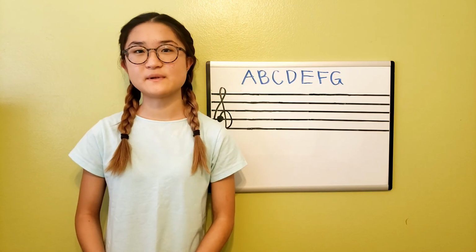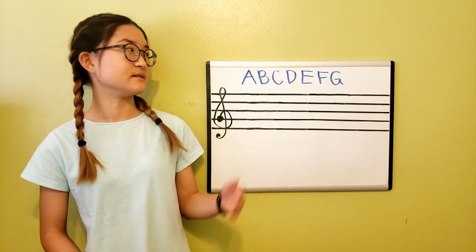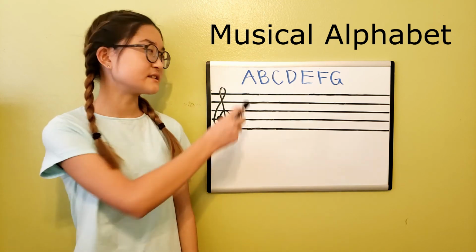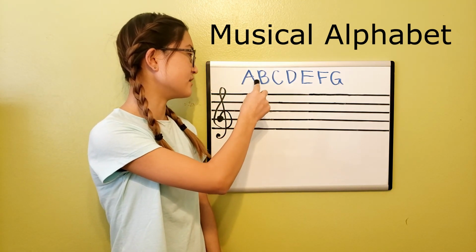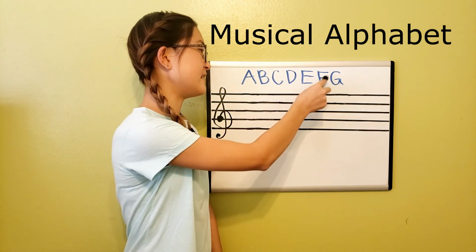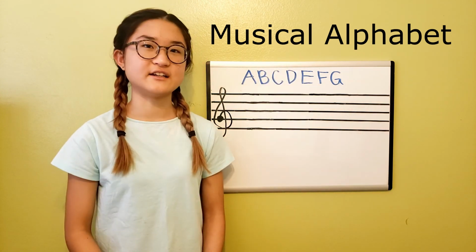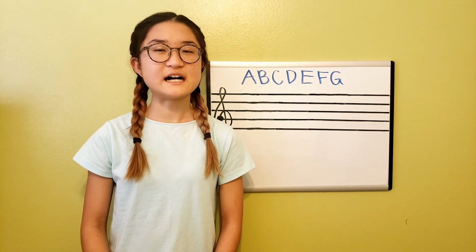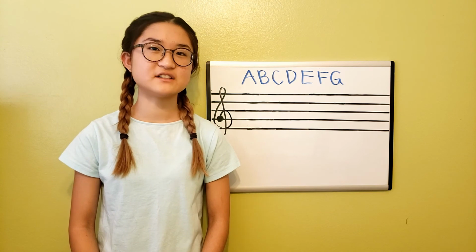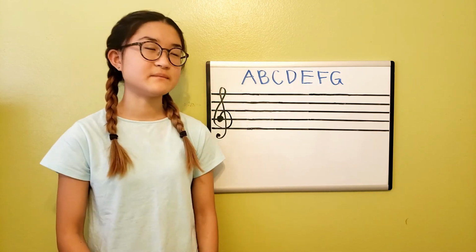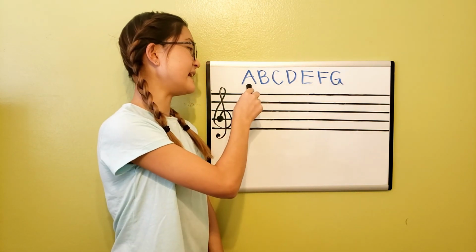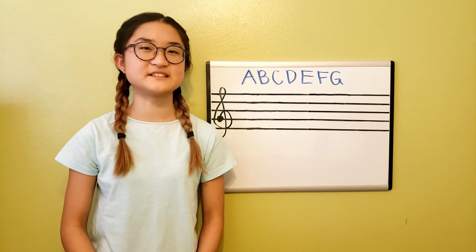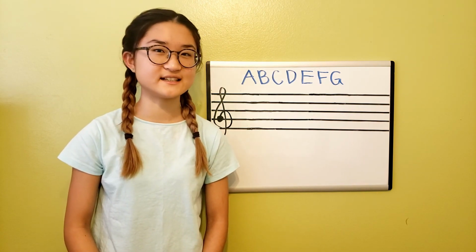Before we further examine the musical staff, we're going to look at the musical alphabet. The musical alphabet starts with A, then goes up, B, C, D, E, F, G, then back to A, and it repeats itself. The musical alphabet is there to identify what notes should be played. Remember, the note after G is A, not H, because we're studying the musical alphabet, not the English alphabet.